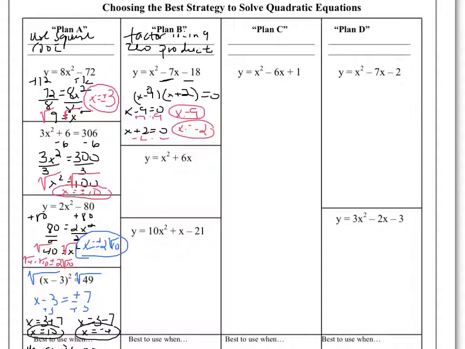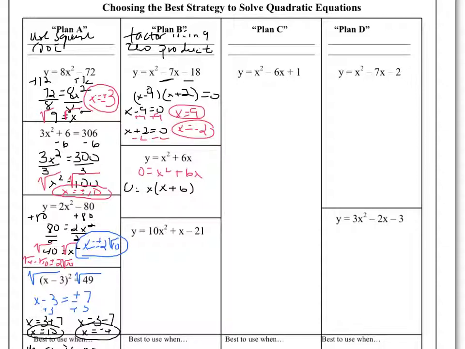All right, in number 2, we're also going to use factoring in this case and setting equal to 0. So here I'm going to set it equal to 0 and factor out what I can. I see that they both have an x, so I'm going to take out the x. And then I'll have left x plus 6. Okay? So now I can set each part of this equal to 0.